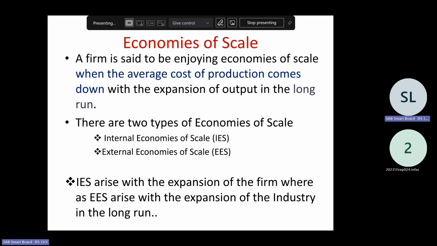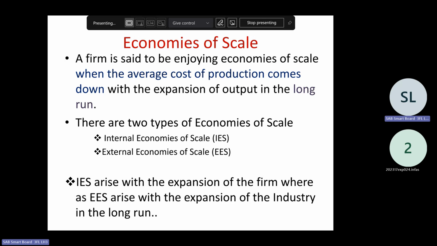Right now, we can talk about the economies of scale. We identified the two economies, increasing and decreasing. Here, in the long run, we experience these economies of scale, the scale of the business. Two types of economies: internal economies and, in other words, external economies.